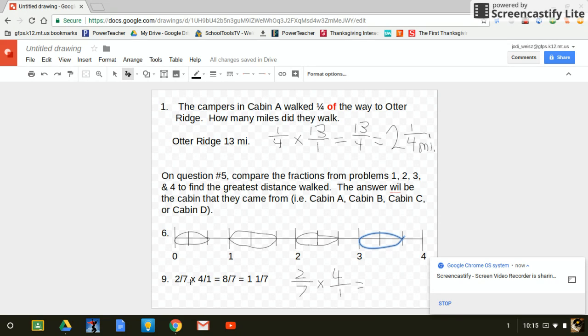Let's move on to number 9. It says 2/7 times 4. And I already put my 4, my whole number, over 1. So I have 2/7 times 4 over 1. As you can see, I wrote it a little bit better here. So 2/7 times 4 over 1. Well, now I know that I multiply straight across. So 2 times 4 is 8. Over 7 times 1 is 7. So I have 8/7. And I know I can make that into a mixed number of 1 and 1/7.